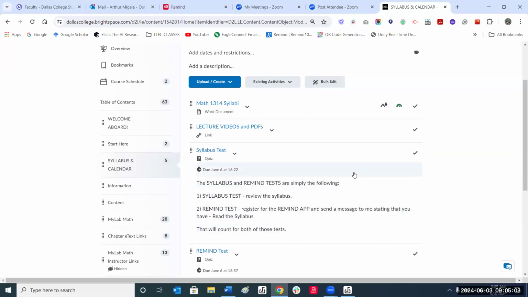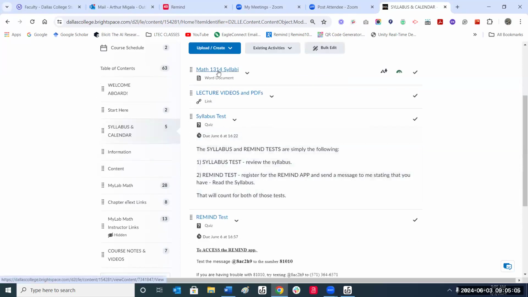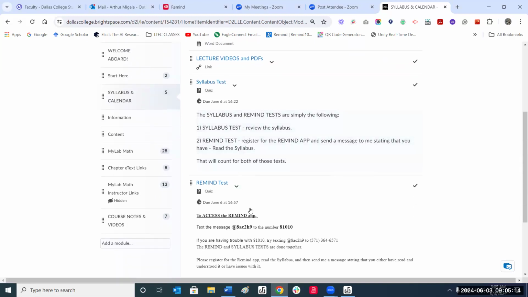Now, on this page, you see syllabus, lecture notes, PDFs, syllabus test, and Remind test. I used to have questions here. What you're supposed to do is read the syllabus and answer these questions, and then send me those responses via Remind. Remind is going to be very important.